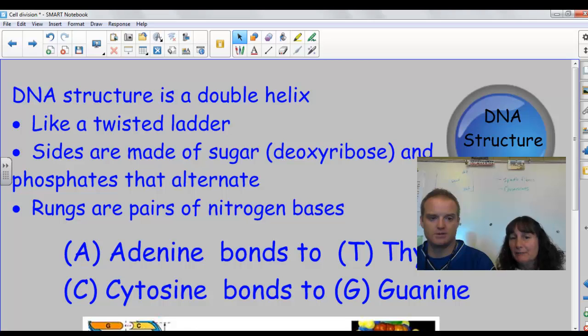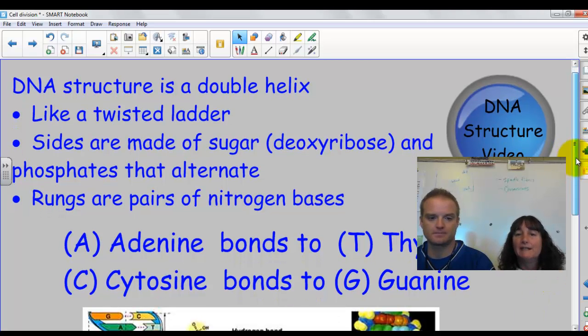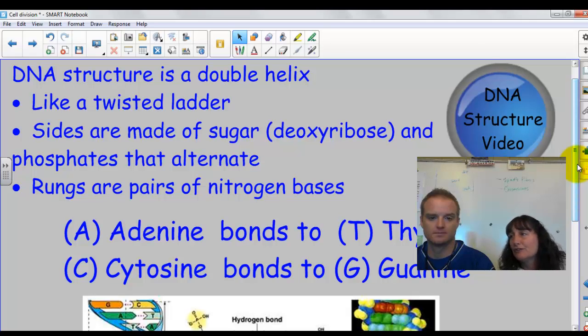So DNA is a double helix. It's kind of like a twisted ladder. The sides are made of sugar, and the type of sugar is deoxyribose, like the organic compounds from last chapter that make up all of our cells. DNA actually stands for deoxyribonucleic acid. So we've got the sugar and also phosphates, and they alternate: sugar, phosphate, sugar, phosphate, all the way down the line.